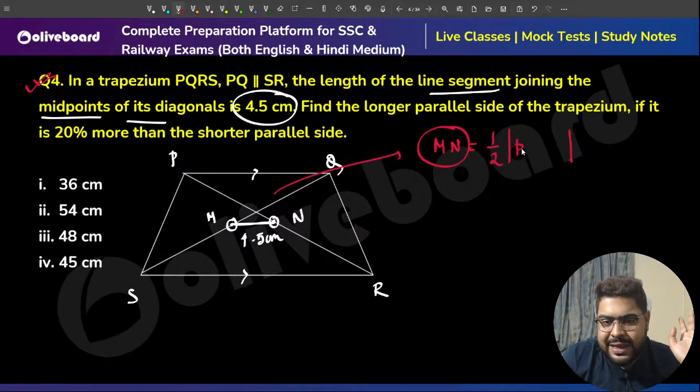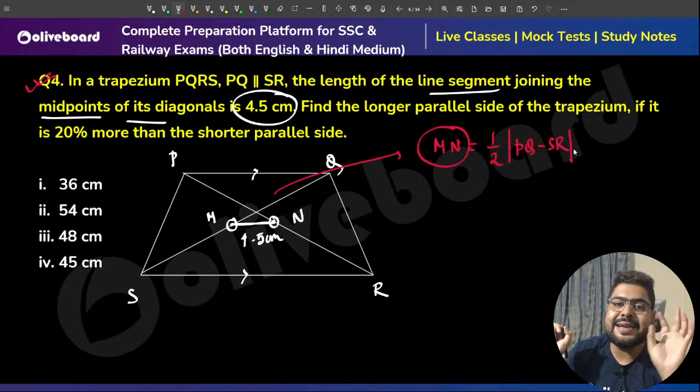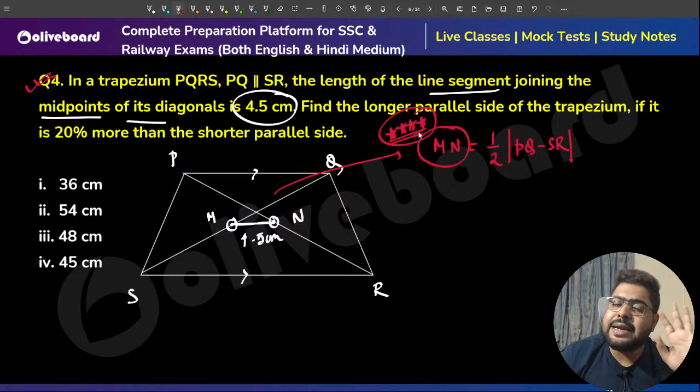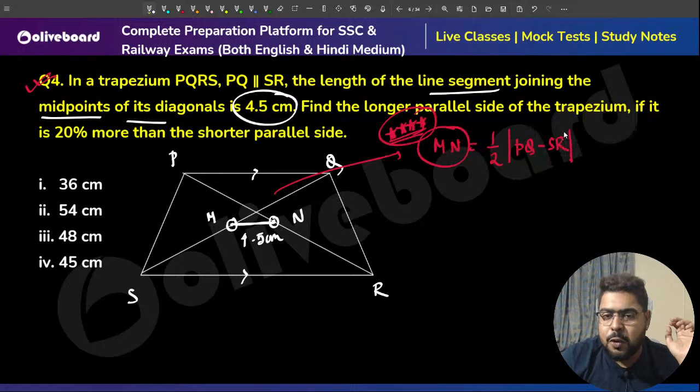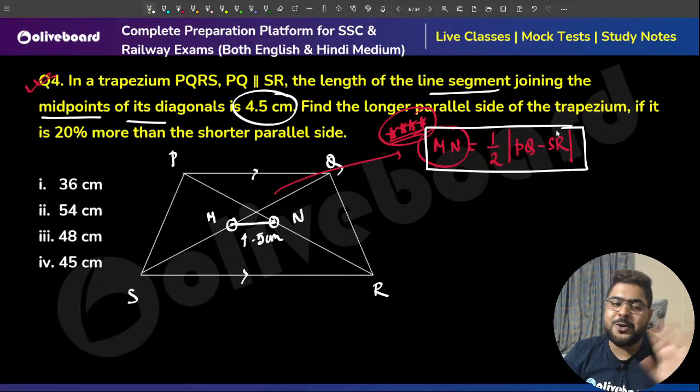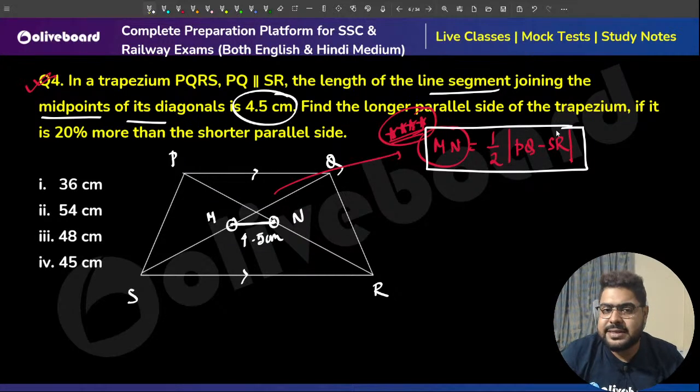So, this is PQ minus SR, sir. Why? Again, this is a very, very important property. Please remember this. CGL and NTPC, like the SSC and RRB, both have some particular affinity towards this formula. I don't know why. But again, you will get so many questions from this.